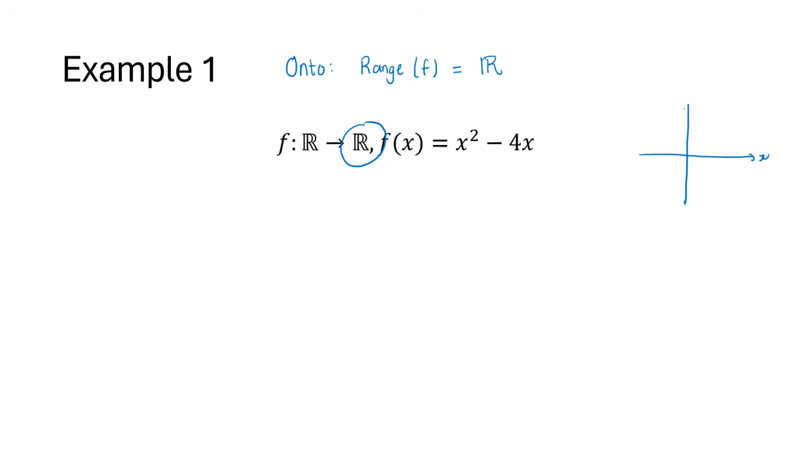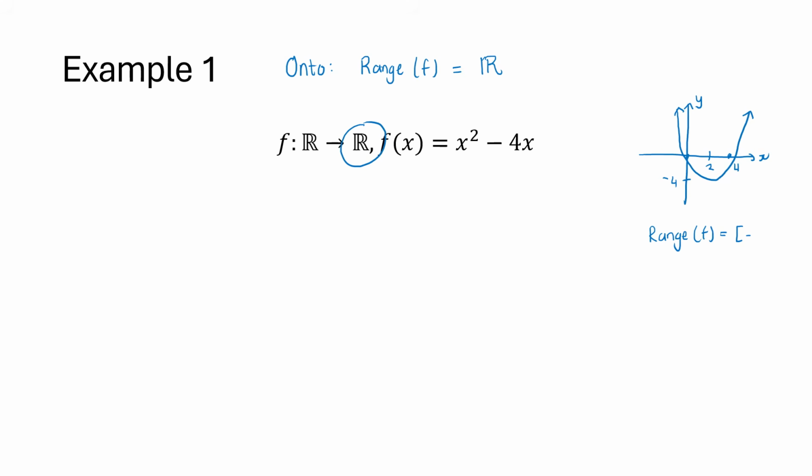The x-intercepts, if we make f of x equal to 0, are at 0 and 4. And it's upward facing, so it would look something like this. The axis of symmetry would be right in the middle at x equals 2. And if we substitute x equals 2, we get f of x equal to negative 4.